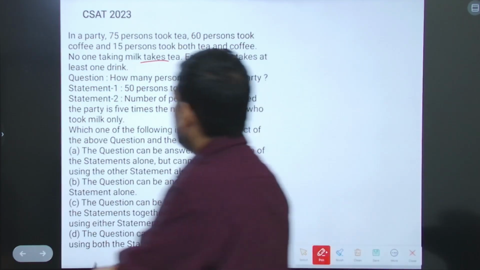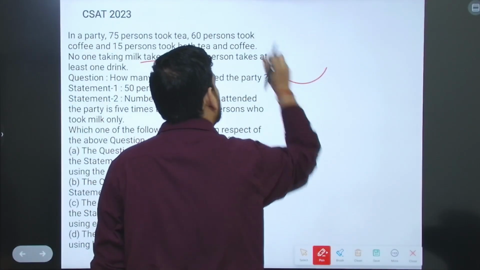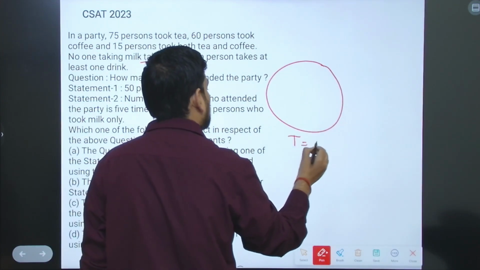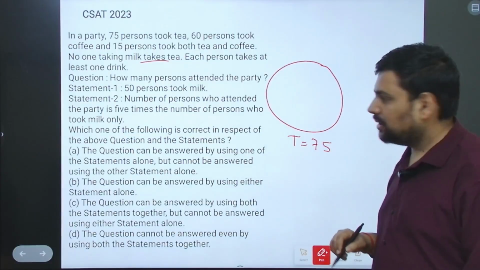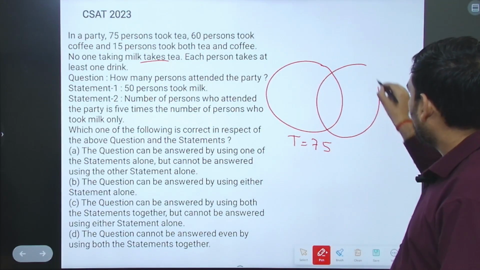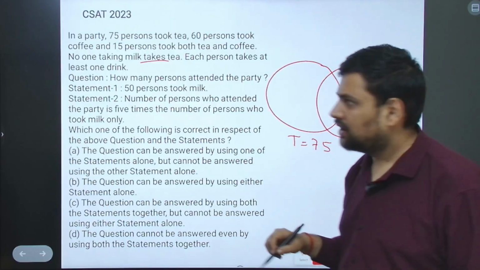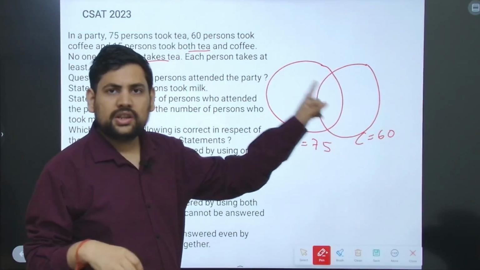So first thing is, in a party 75 people took tea. So this, let's say, represents T. T is equal to 75 people. Then 60 people took coffee. So this is coffee taken by 60 people. Then it says 15% took both tea and coffee. That's why I have drawn an intersection.